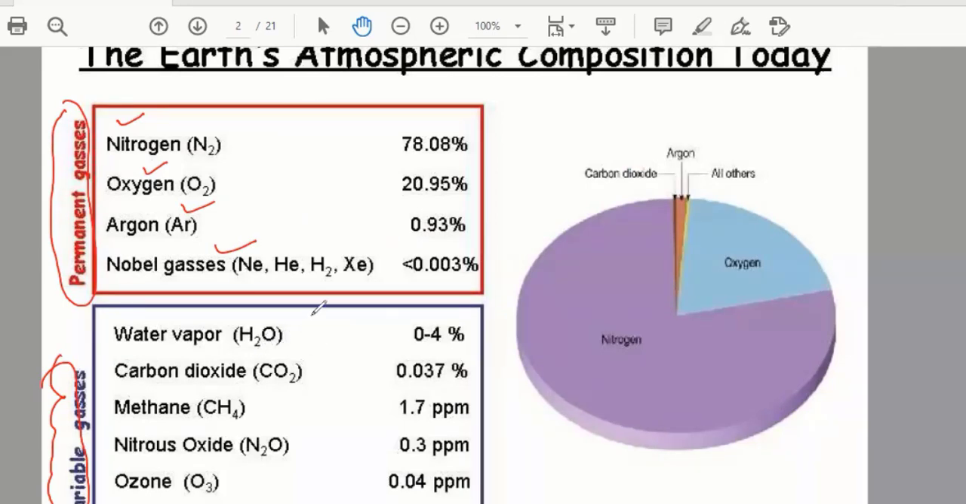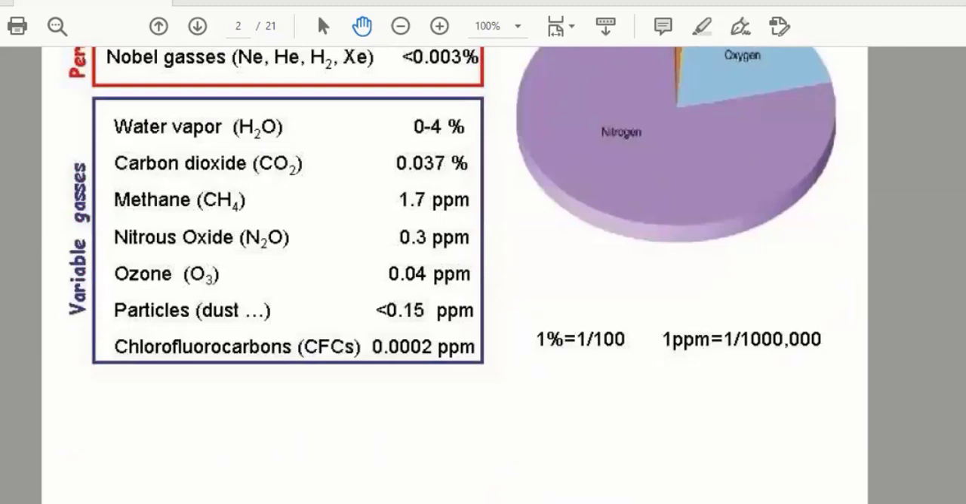But there are some other gases which are given here. They are not permanent, they are variable. Variable means their percentage and their presence change from time to time and area to area. We will see what the variables are. For example, the first one is water vapors. Variable means the gases which are not permanent. Sometimes they are present, sometimes they are not. Sometimes they are present in a large quantity, sometimes in a small quantity.